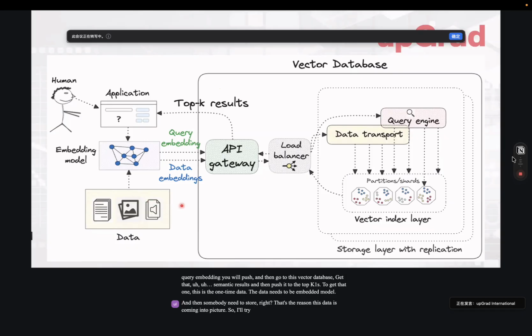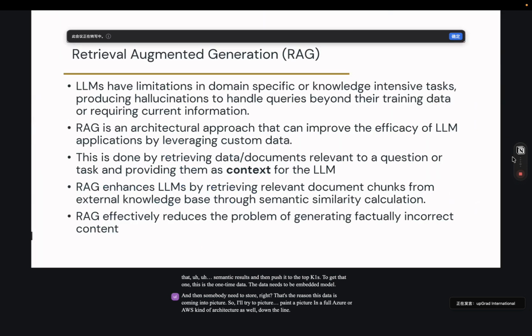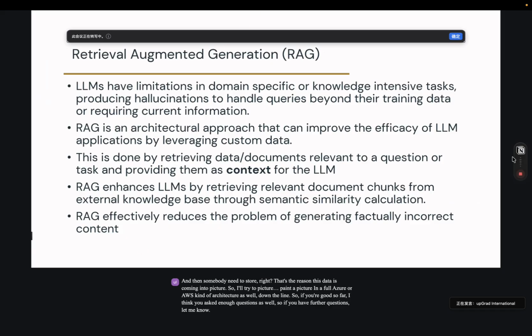So I'll try to paint a picture in a full Azure or AWS kind of architecture as well down the line. If you are good so far, I think you asked enough questions as well. If you have other questions, let me know. Otherwise, slowly I'll connect the dots in terms of what is retrieval augmented generation here. Okay, so are we good to go?